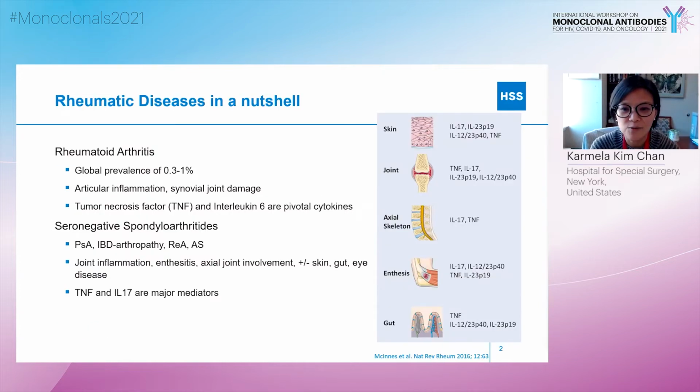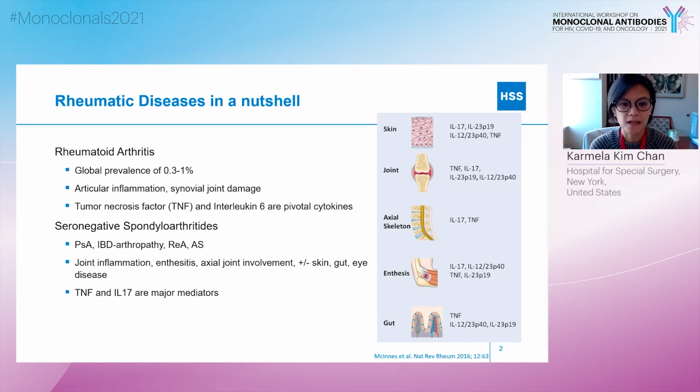I thought I would start with a very brief overview of the most common rheumatic conditions that we use monoclonal antibodies for. Rheumatoid arthritis is one of the most common inflammatory arthritic conditions. It is characterized by articular inflammation and synovial joint damage. Tumor necrosis factor and interleukin-6 are pivotal cytokines, and monoclonal antibodies that target these are very helpful in the management of rheumatoid arthritis.